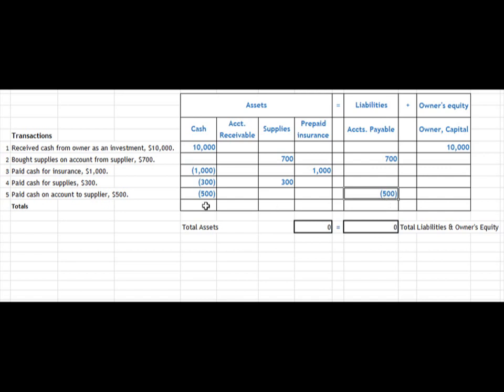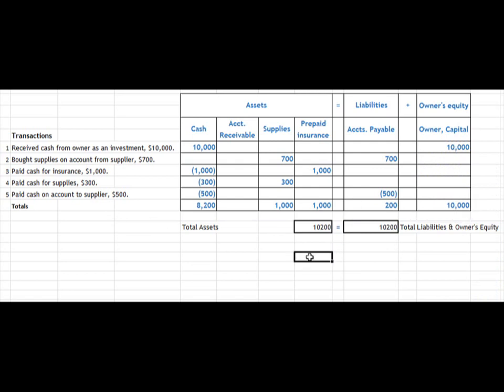So now to summarize, let's calculate all the totals. The total for cash is $8,200. For accounts receivable, we don't have any transaction involving accounts receivable. For the supplies, we have $1,000. For the prepaid insurance, we have $1,000 only. For the accounts payable, we still have accounts payable amounting to $200. And for our capital, there's no additional investment by the owner, so it will be the same. It will be $10,000.